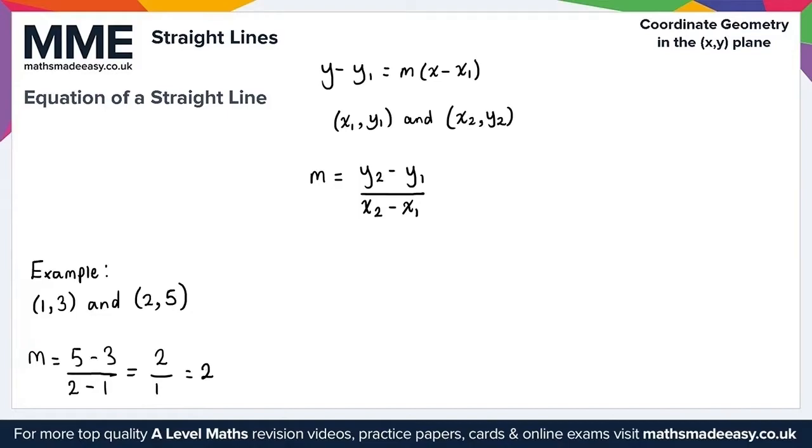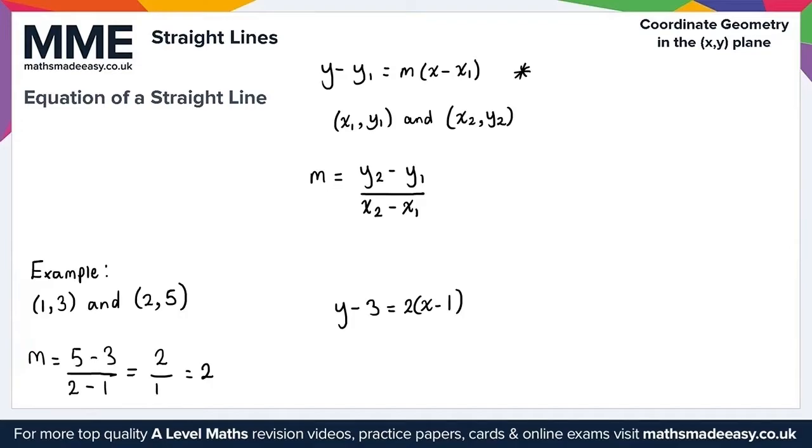So using the equation of a straight line, our equation is going to be y minus 3, and it wouldn't matter which of these 2 points we substitute, so y minus 3 is equal to 2 lots of x minus 1, using this coordinate as well for x minus x1. That gives us the solution to our example and everything we need for the equation of a straight line.